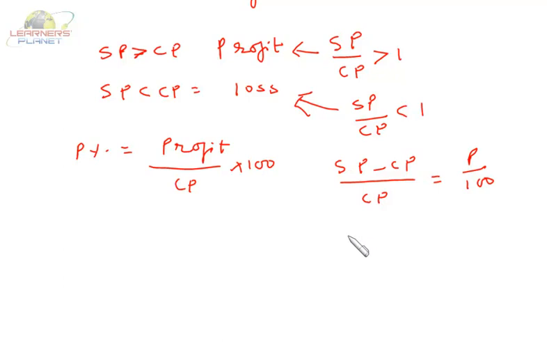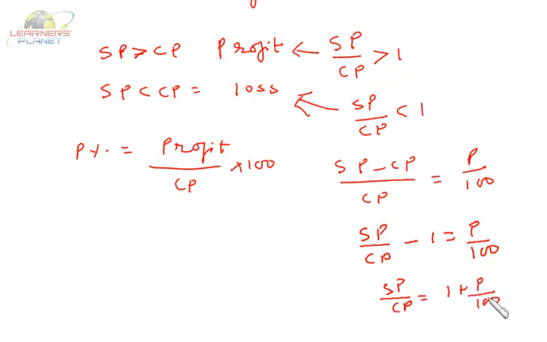Here we are breaking the LCM. It's SP by CP minus CP by CP, that is 1, is equal to P by 100. That means SP by CP is equal to 1 plus P by 100. Here I have mentioned that if SP by CP is greater than 1, it's a profit.